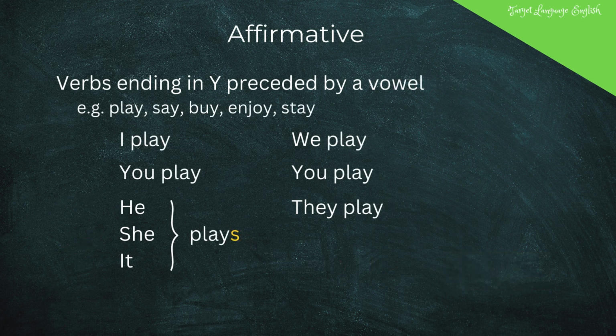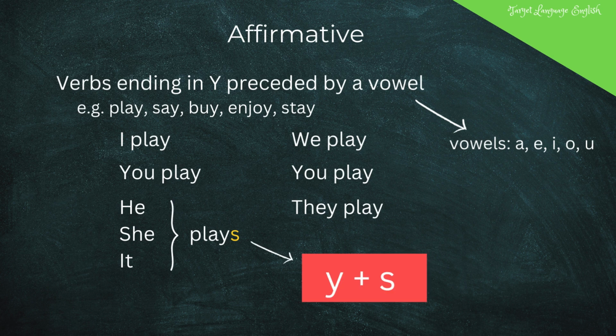However, if a verb ends in y preceded by a vowel, we do not change the final y. We simply add an s in the third person singular. He plays, she plays, it plays.